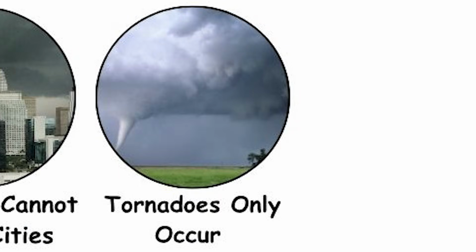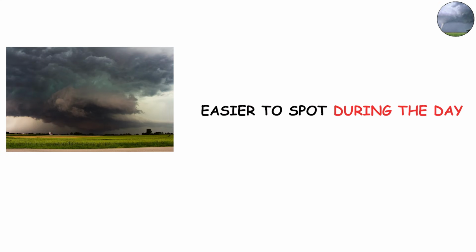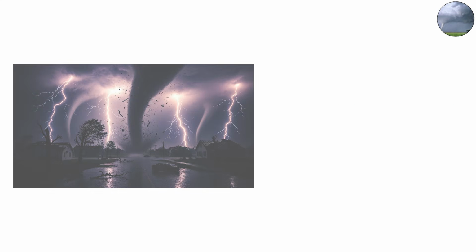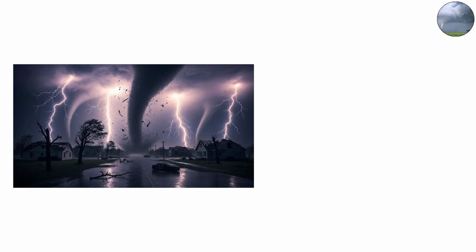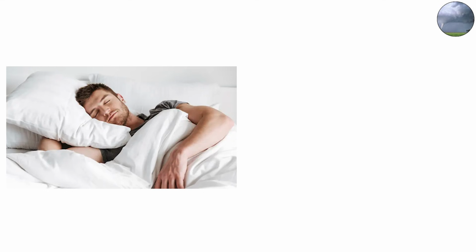Tornadoes only occur during the day. Many people believe that tornadoes only happen in daylight. While it is true that visible tornadoes are easier to spot during the day, tornadoes can occur at any time, including at night. Nighttime tornadoes are especially dangerous because they are harder to see, and people are often asleep, reducing response time.